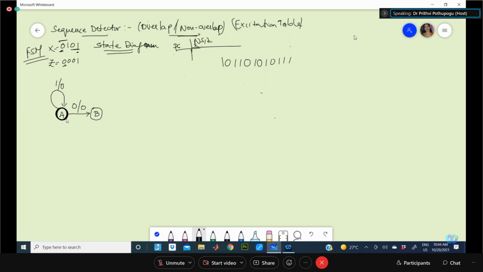In the present state A, the two possible inputs we have seen and analyzed the state transition. For input 1, it stays in the same state A, generating output 0. If it is input 0, the first bit is detected, it goes to a new state, generating an output 0. In the present state B, the next bit we need to get is 1.